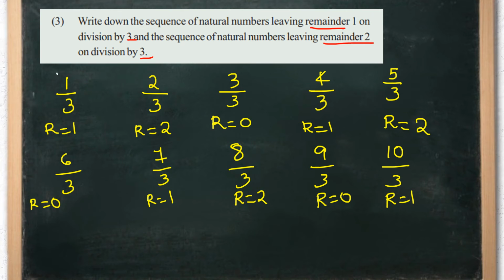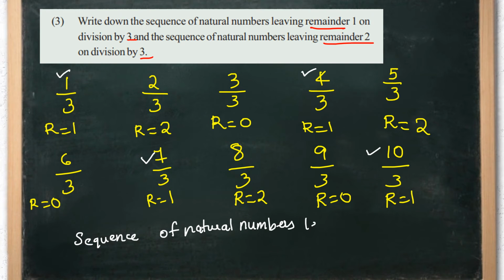So, 1 gives remainder 1 on division by 3. 4 gives remainder 1 on division by 3. 7 gives remainder 1 on division by 3. 10 gives remainder 1 on division by 3. So, the sequence of natural numbers leaving remainder 1 is equal to 1, 4, 7, 10.